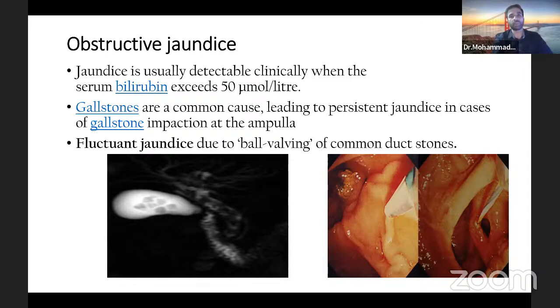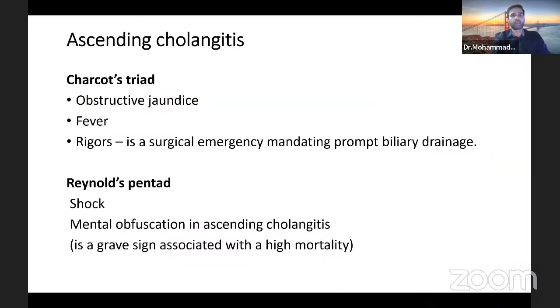Jaundice is usually detected when the serum bilirubin exceeds 50 micromoles per liter. The stones can impact, and that can lead to persistent jaundice, or typically there's a fluctuant jaundice due to ball valving of the common bile duct stones. The patient can present with cholangitis, as you know, the typical Charcot triad: obstructive jaundice, fever, and rigors and chills. And some patients can go into septicemia, which can lead to renal failure, shock and confusion.